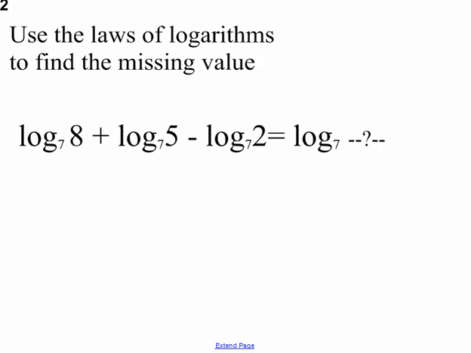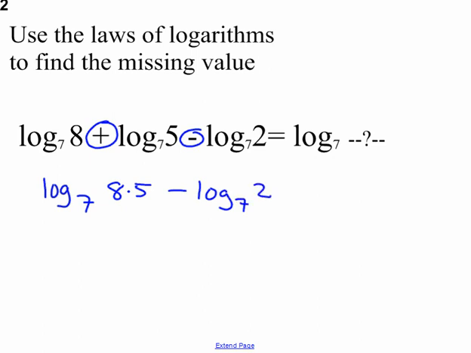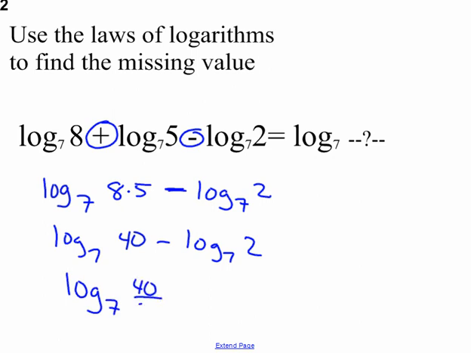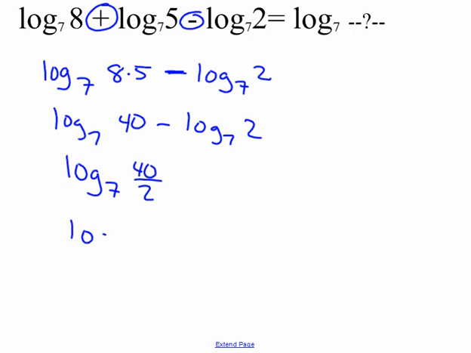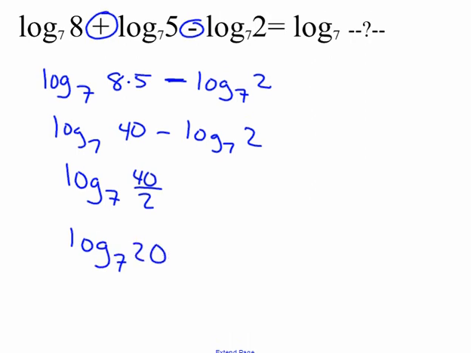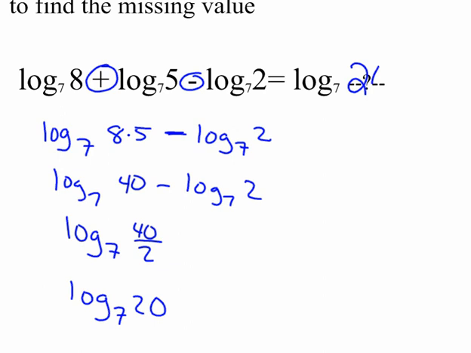Got another extra step. We have a plus and a minus, so that means let's read it like we would a book. We're going to multiply here first, so that's going to be log base 7 of 8 times 5 minus log base 7 of 2, and then because you see the minus, so we have log base 7 of 40 minus log base 7 of 2. Minus means divide, so then we would go ahead and do 40 divided by 2, and our answer is just log base 7 of 20. So the missing value they want here is 20.